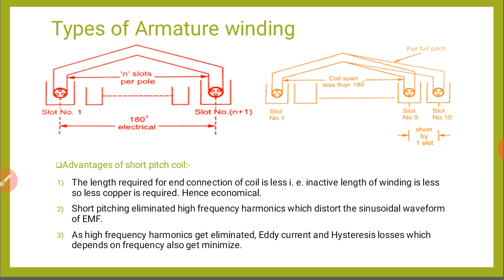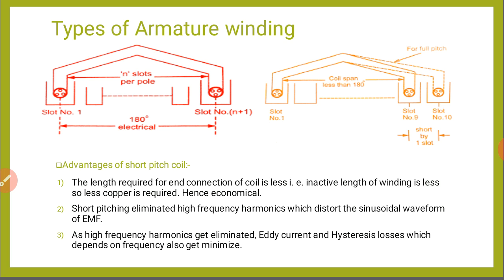Now, what are the advantages of short pitching? The first advantage is that by short pitching of the coil, the length of the coil is reduced. The required length for the end connection of the coil is less. That is, the inactive length of the wire is less, so less copper is required, and hence it will be more economical.